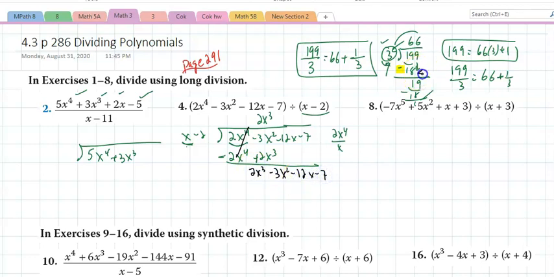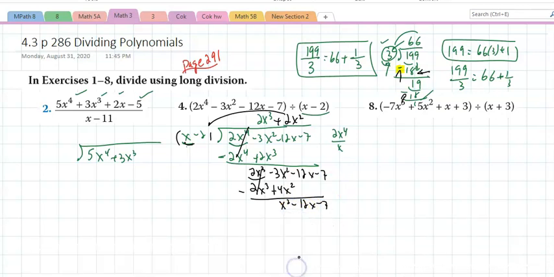And then once you get to this stage, you do it again. So, okay, what's 2x cubed divided by x? That is a positive 2x squared. Multiply those. That is 2x cubed minus 4x squared. And when we subtract, just like we did there, you really change all the signs. That becomes a negative, and that becomes a positive. Those cancel out. I'm left with x squared minus 12x minus 7.